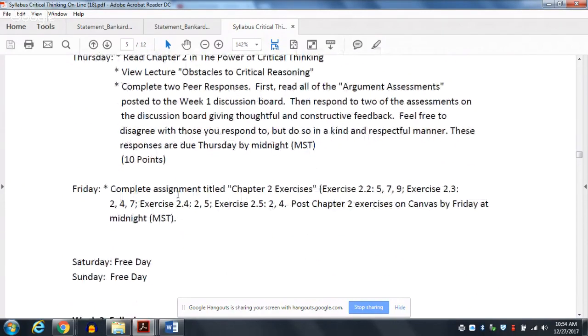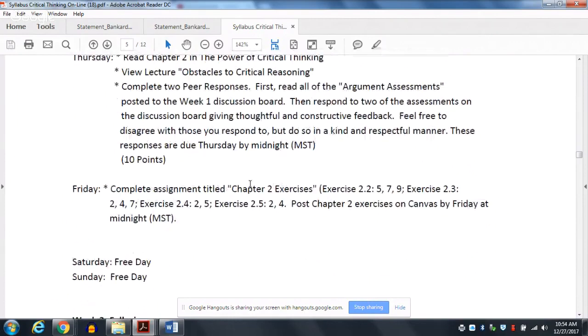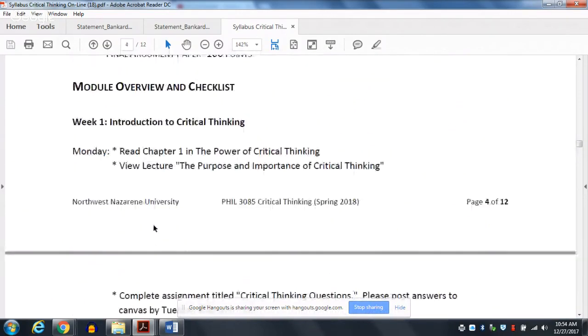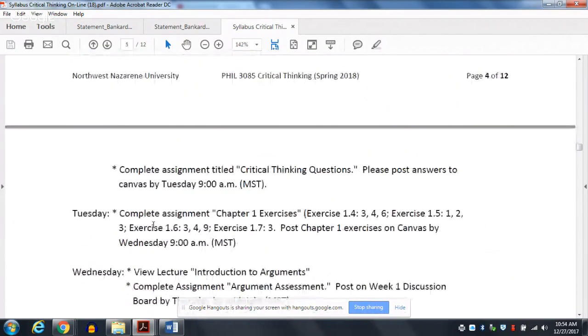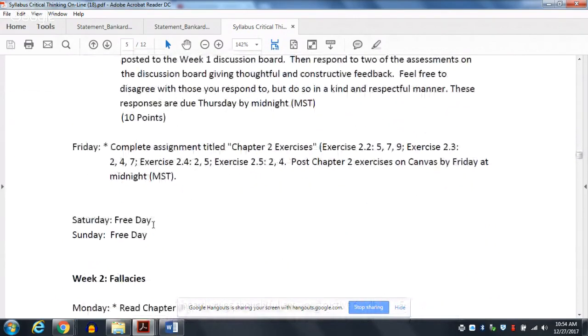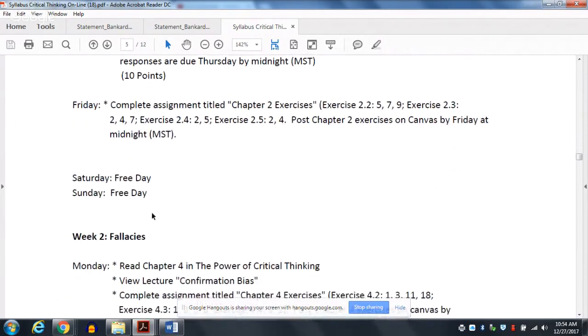You can see the point totals for everything there. And then finally on Friday, chapter 2 exercises, because you've read chapter 2 on Thursday. On Friday, you're going to complete these exercises. You're going to post them to Canvas on Friday by midnight. So in a quick overview, you can see week 1 each day what I want you to do, when it's to be completed and how much it's worth. Again, you can see the same information on Canvas under modules. Saturday and Sunday you have off.